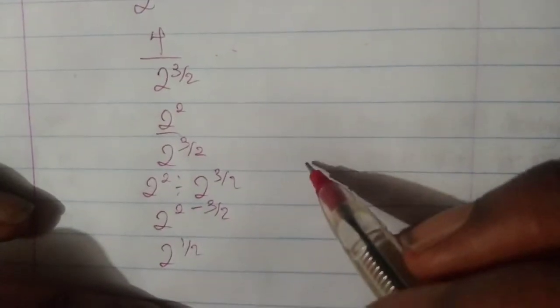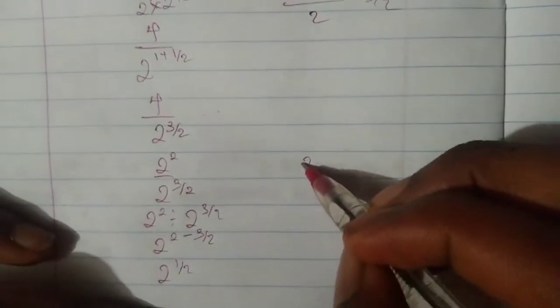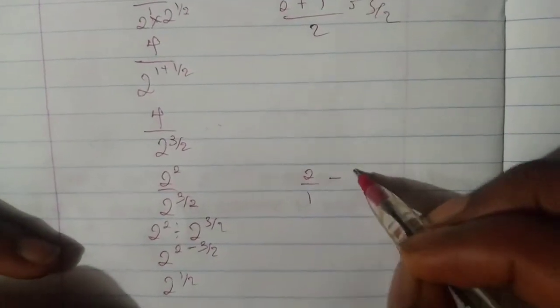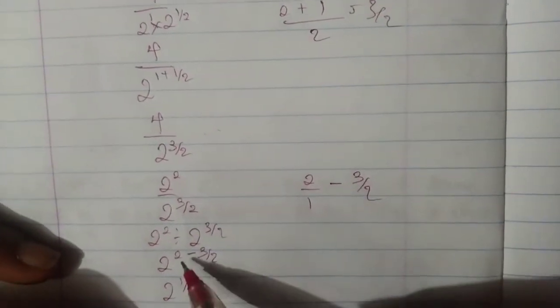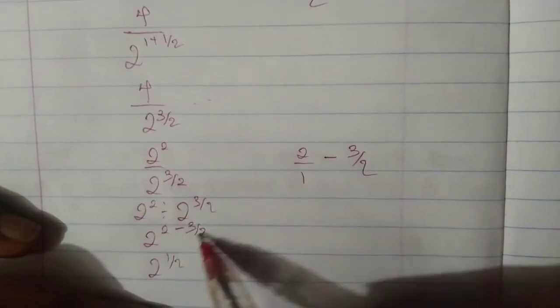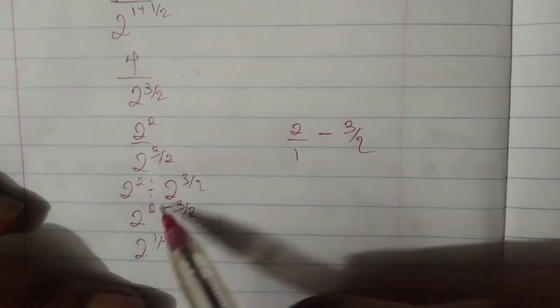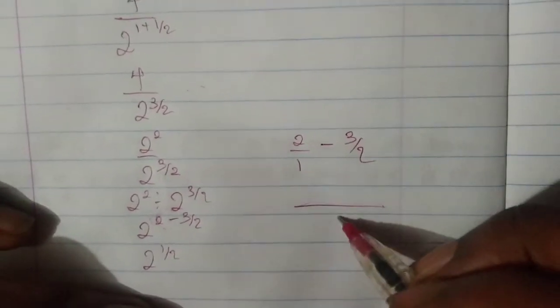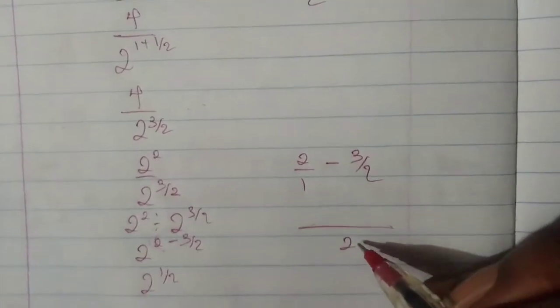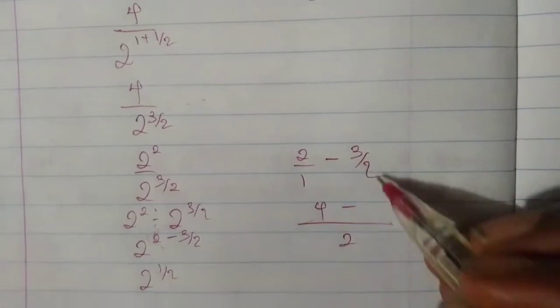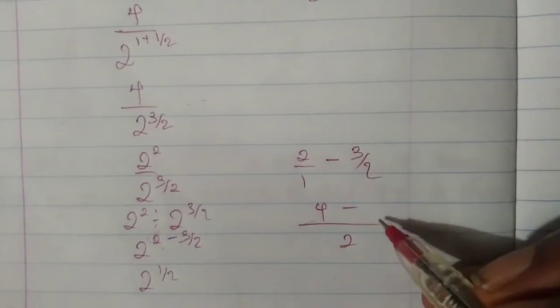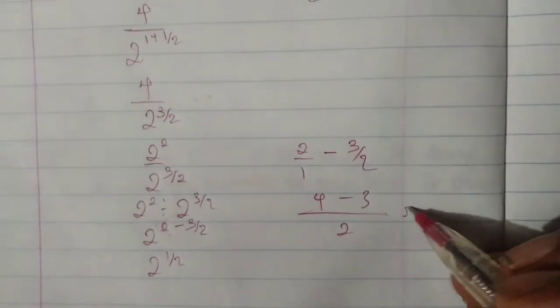I don't know if I should show my working, but let me show you just in case. This is 2 all over 1 minus 3 all over 2. What I'm doing now is that I'm solving their power. So the LCM is 2. 1 divided by 2 is 2, 2 times 2 is 4. Minus 2 divided by 2 is 1, 1 times 3 is 3. This is equal to 1 over 2.